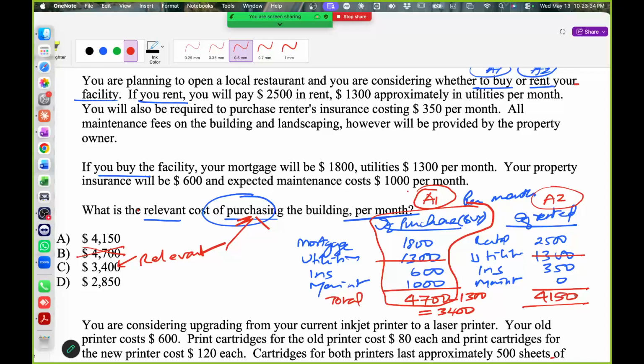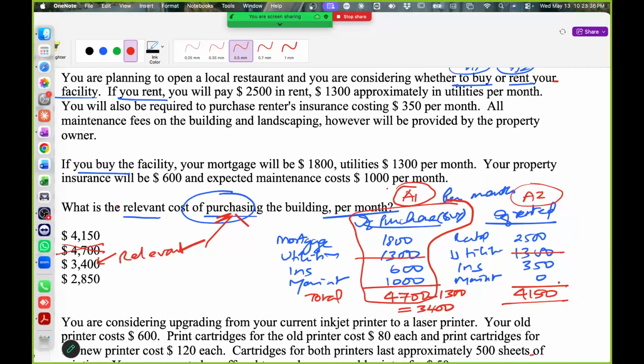Similarly here, relevant cost of renting how much? 4,150 minus 1,300, that is 2,850. 2,850 is the relevant cost of renting. Total cost, the totality concept: if we just add it and total it, no.